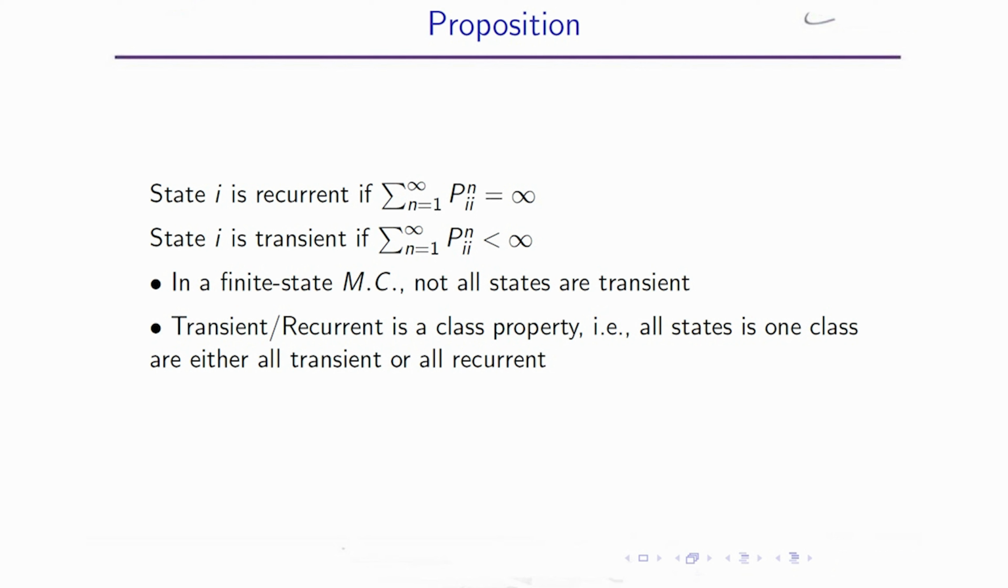Proposition: state i is recurrent if the summation of P_ii^n is infinity. State i is transient if the summation of P_ii^n is less than infinity. So in a finite state Markov chain, not all states are transient, because if all states are transient, then the process has no place to go, right? Okay. And also, transient and recurrent is a class property, meaning all states in one class are either all transient or all recurrent.